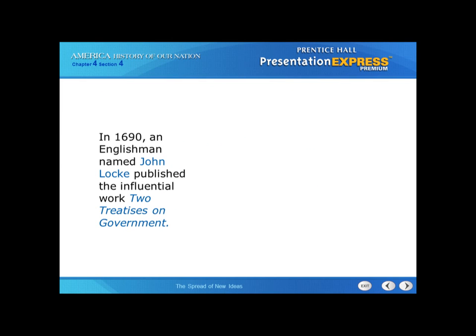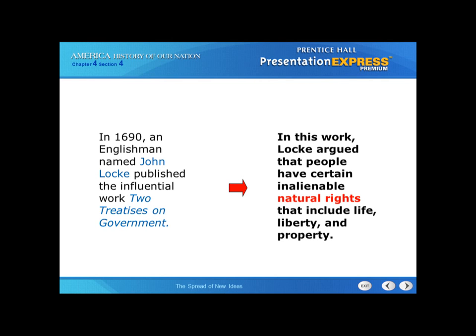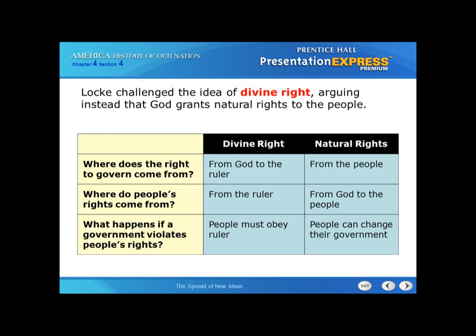Perhaps one of the most famous Enlightenment thinkers was John Locke. He wrote a book, Two Treatises on Government. And again, he argued that people have certain inalienable natural rights: life, liberty, and property. This terminology will be used in our Declaration. Locke challenges the idea of divine right. He said that God grants natural rights to the people.